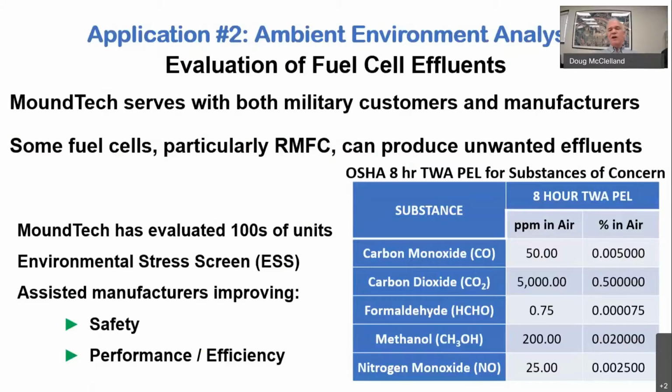So OSHA's requirements for environmental emissions are very tight, very low. You'll see in that table in the lower right-hand corner that these constituents of concern are in the ppm level. So we're looking at very small effluents. And so we're detecting to see if these products produce effluents that might be of harm or of concern.